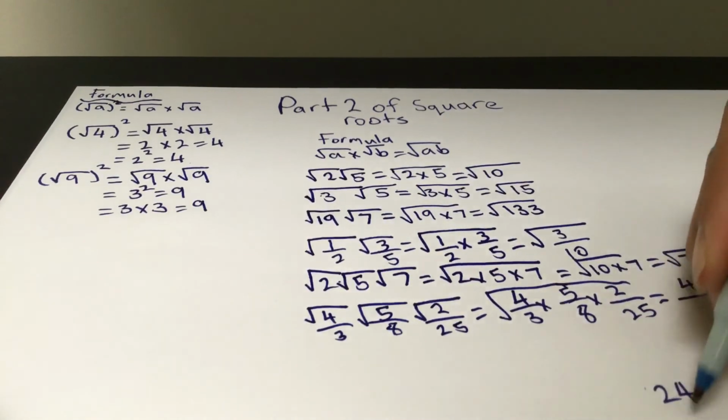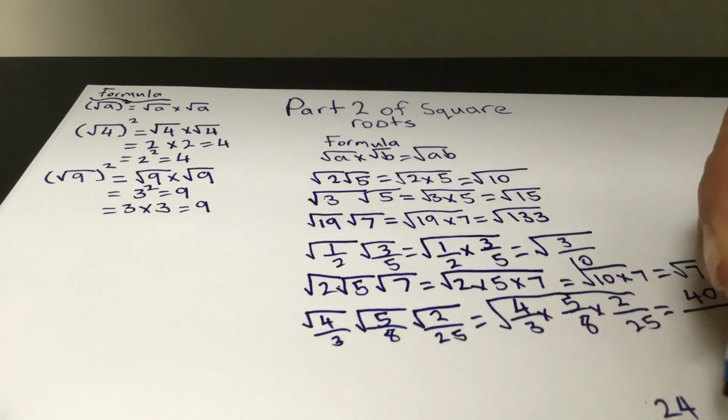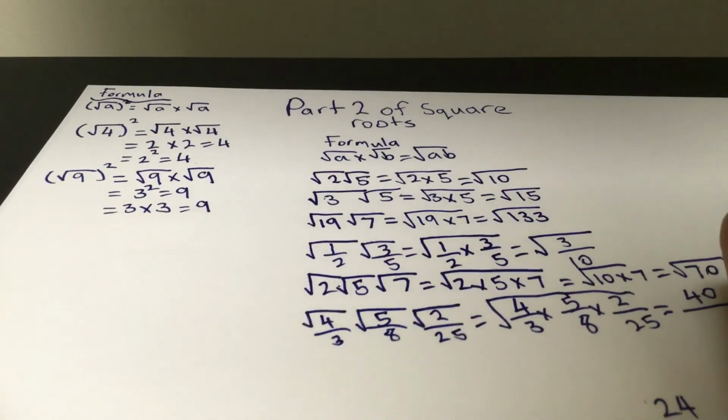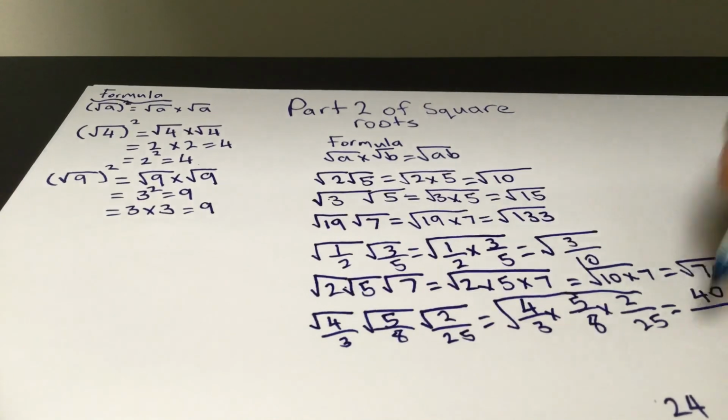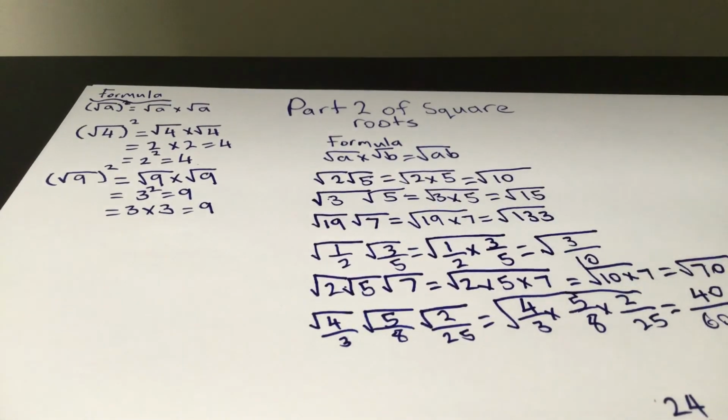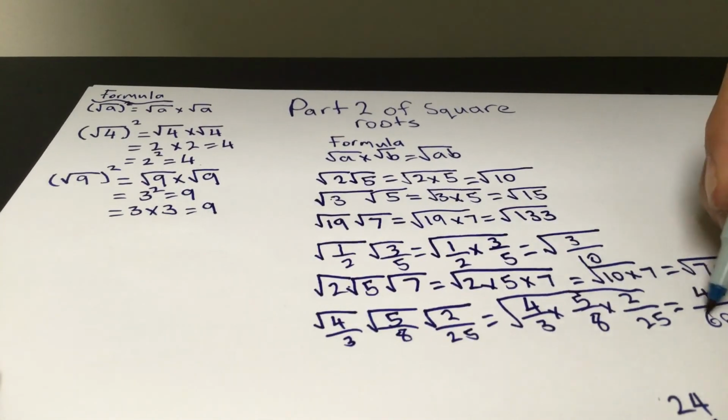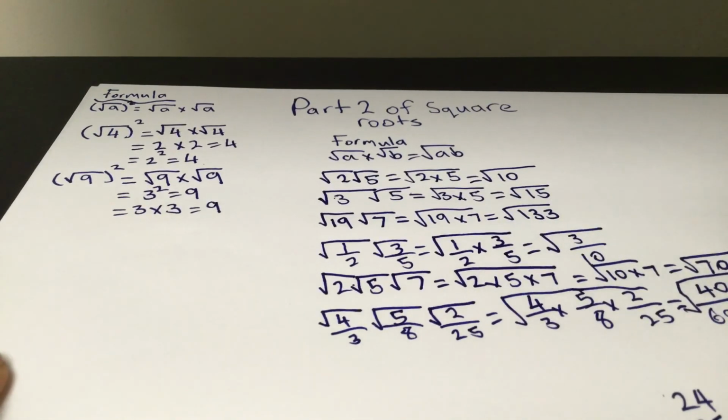So 24 times 25 is 600. And then we can simplify this down to 1 over 15.